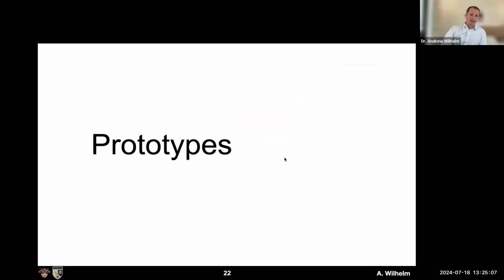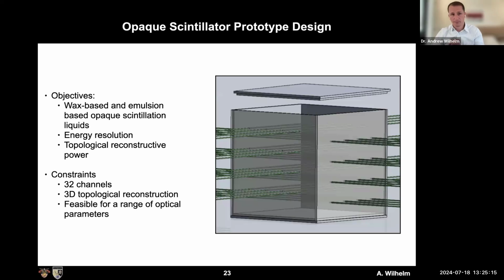Okay, so from there, once we had a good understanding of the way that light was collected in these fibers, we moved on to prototype design. We had a few objectives with our initial prototypes. First, we wanted to compare the two major categories of opaque liquids that are under consideration. The two families are wax-based and emulsion-based opaque scintillation liquids.